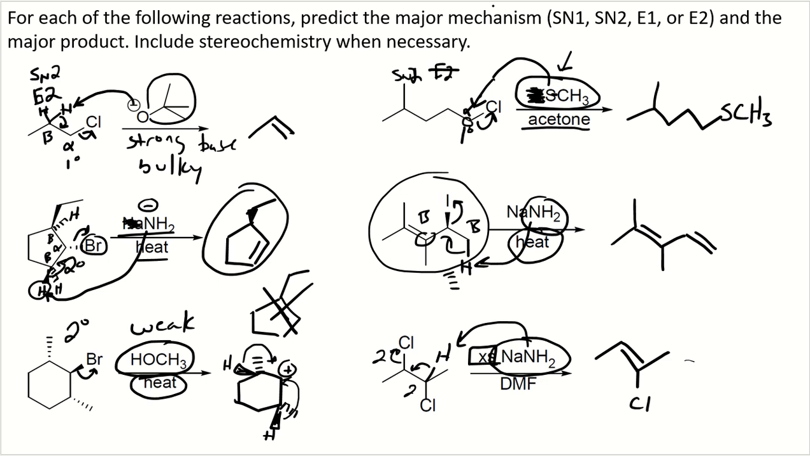So the second equivalent of the base is going to remove this hydrogen that is here, form another pi bond, and kick out our other leaving group. Therefore, our product would be a triple bond.